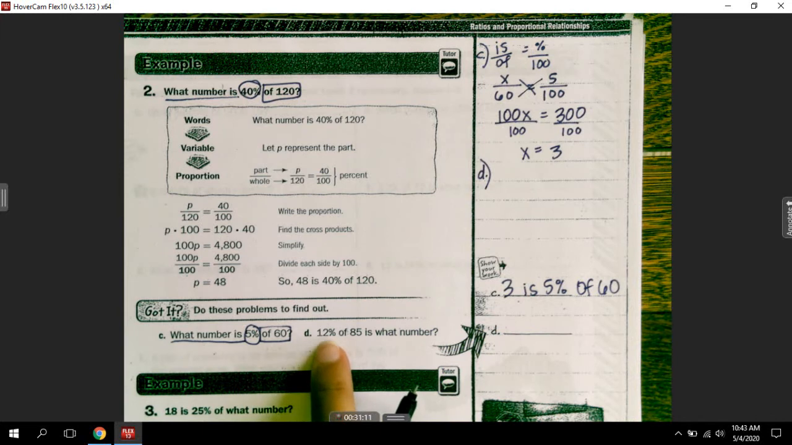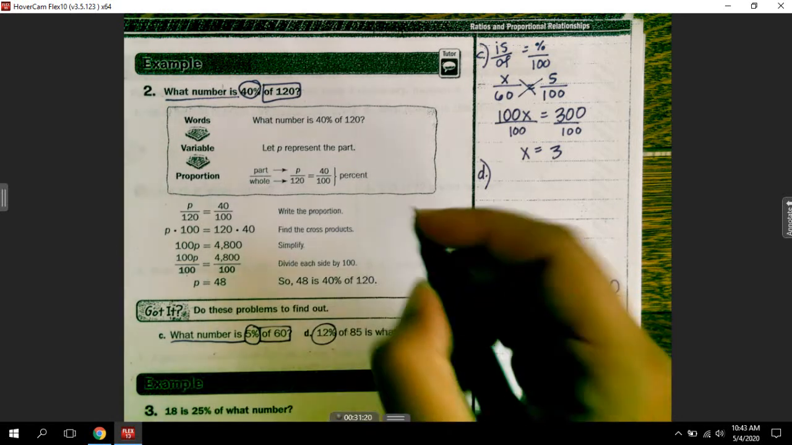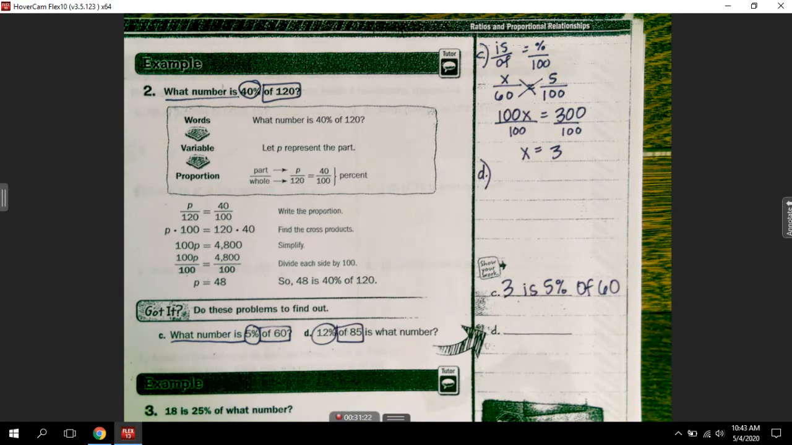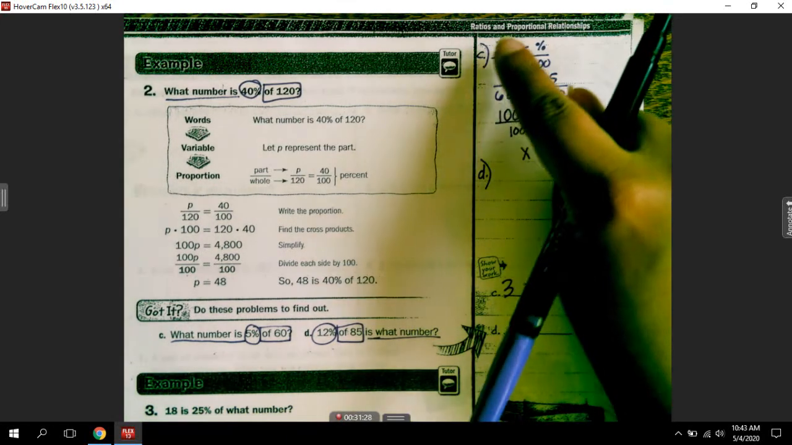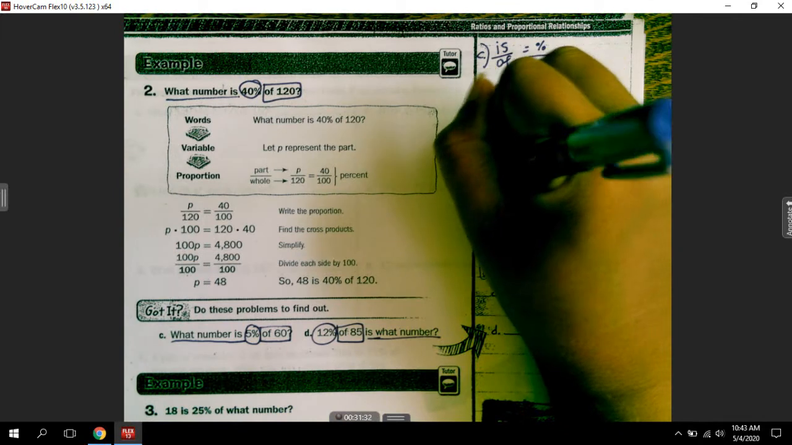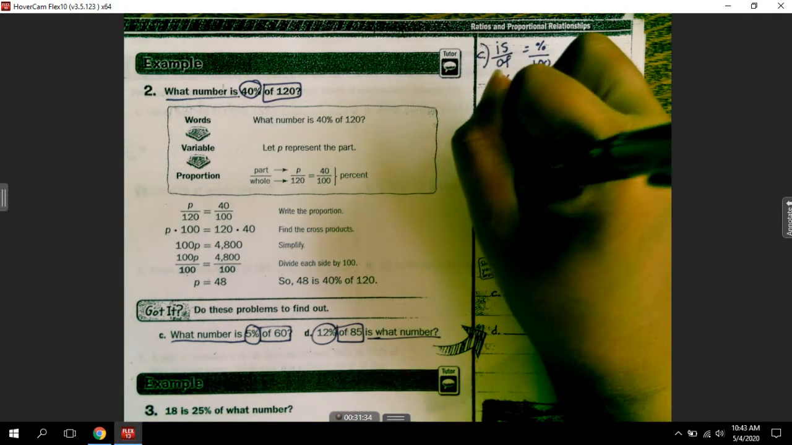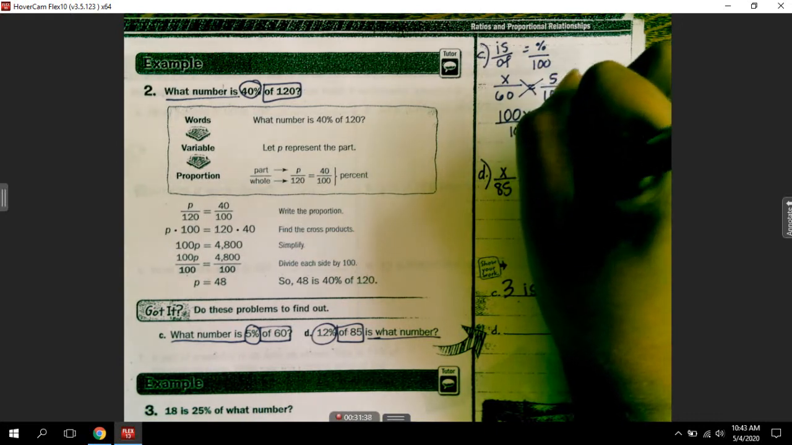Letter D, 12% of 85 is what number? So 12%, again, that's easy to find. Circle that. Of 85 is what number? So of 85 gets boxed. Is what number is what you're finding, that's underlined. So again, is over of. Is what we don't know, so x over of, which is 85, equals the percent, which is 12 over 100.